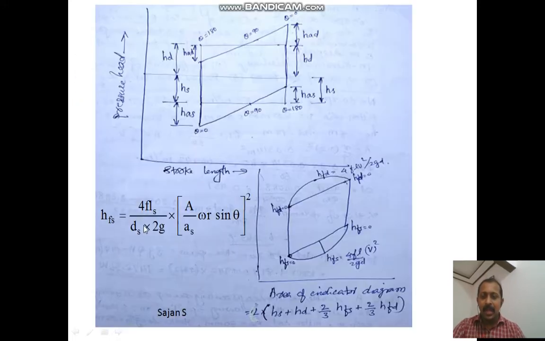This is the effect of friction on the suction side. We know the equation 4fLv square by 2gD. We replace the value of v here, so that 4fLv square by 2gD. This suffix s indicates that this is for the suction side.